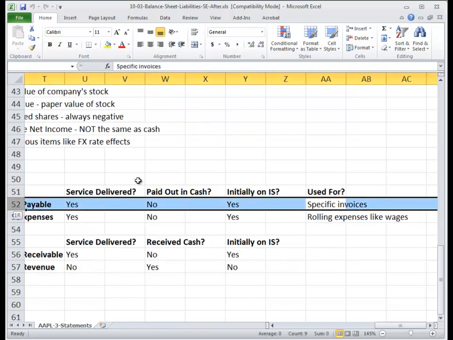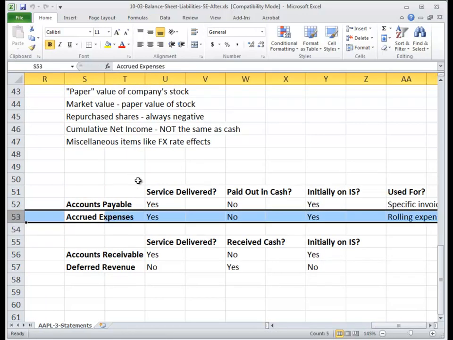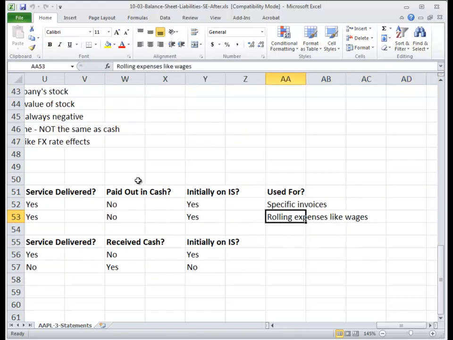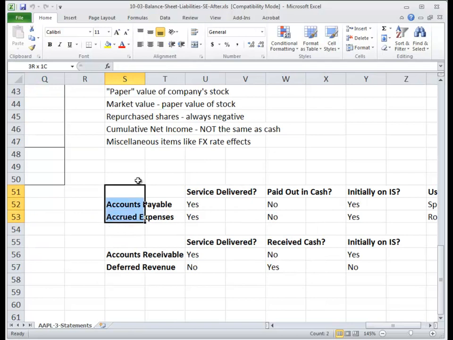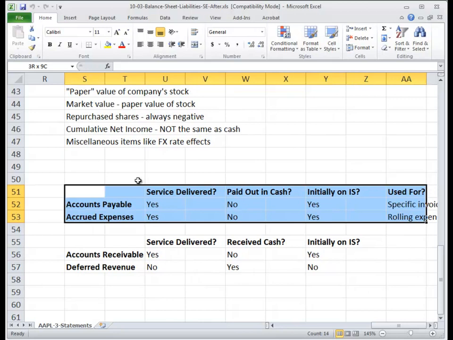Accounts payable is generally used for specific invoices, such as legal services, buying inventory, anything that occurs infrequently or is at least not a recurring expense. Whereas accrued expenses are more for things like employee salaries, wages, utilities, anything that recurs month after month or week after week, and is accrued over time and then paid out in cash at the end of a period. So they're very similar, and really the main difference is what they're actually used for. Many companies actually combine these two and list them as either just accounts payable or accrued expenses, so you do see that treatment as well.